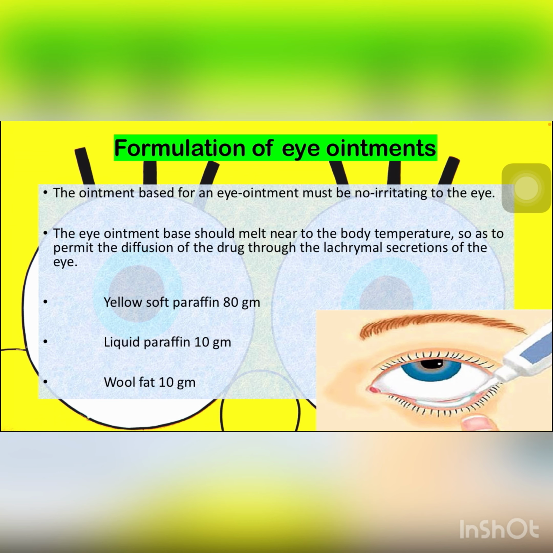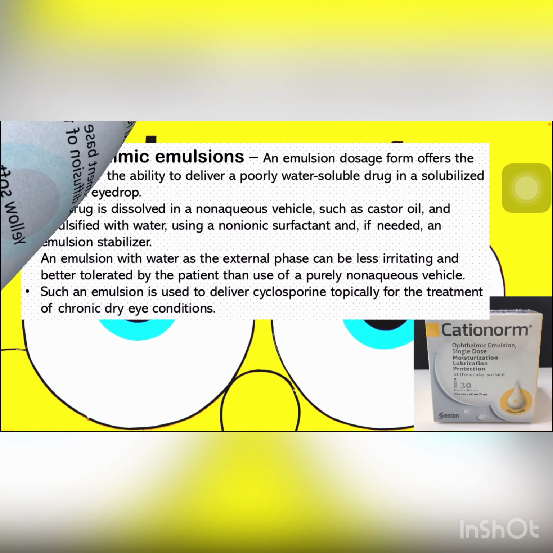Now, formulation of eye ointments. The ointment base for an eye ointment must be non-irritating to the eye. The eye ointment base should melt near to the body temperature so as to permit the diffusion of the drug through the lacrimal secretions of the eye. It should contain yellow soft paraffin 80 gram, liquid paraffin 10 gram, wool fat 10 gram.